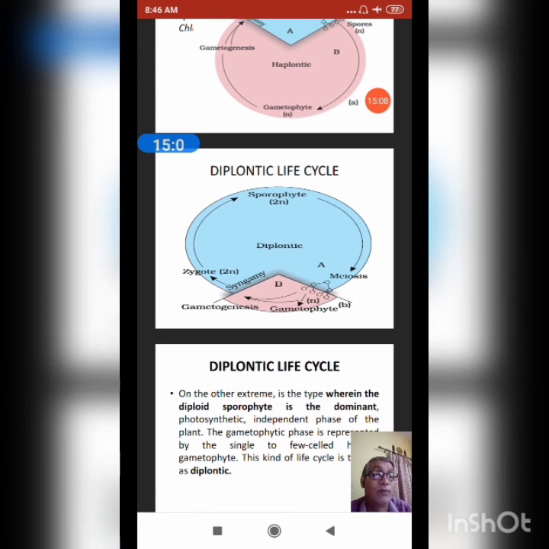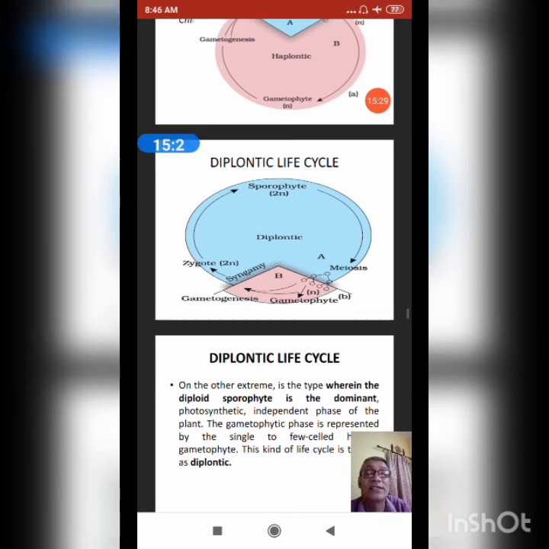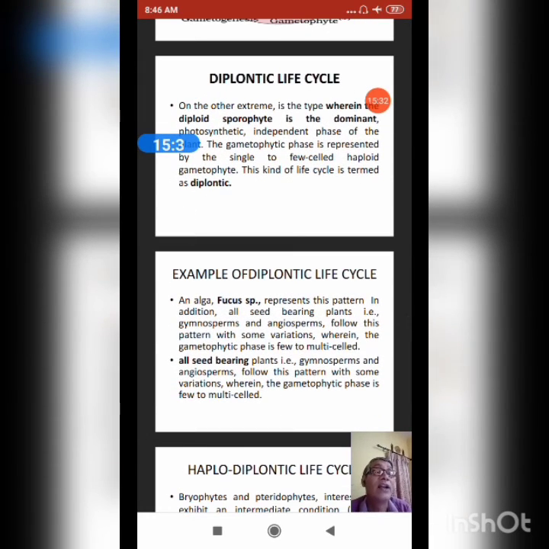Next, talking about the diplontic life cycle. The diplontic life cycle is the type wherein the diploid sporophyte is the dominant, photosynthetic, independent phase of the plant. The gametophytic phase is represented by the single to few-celled haploid gametophyte. This is called diplontic. So what is an example of a diplontic life cycle? The alga Fucus represents the pattern. In addition, all seed-bearing plants, gymnosperms and angiosperms, follow this pattern with some variation. The gametophyte phase is few to multi-celled.